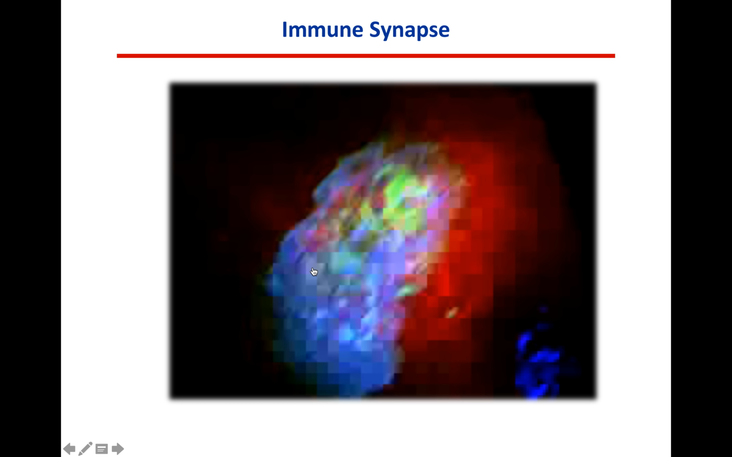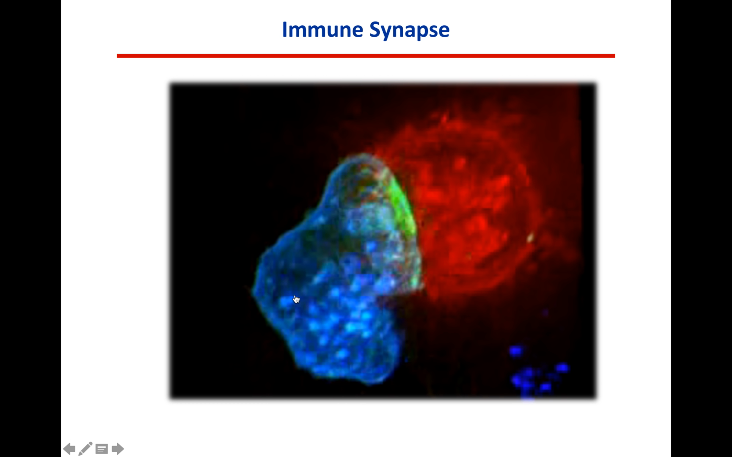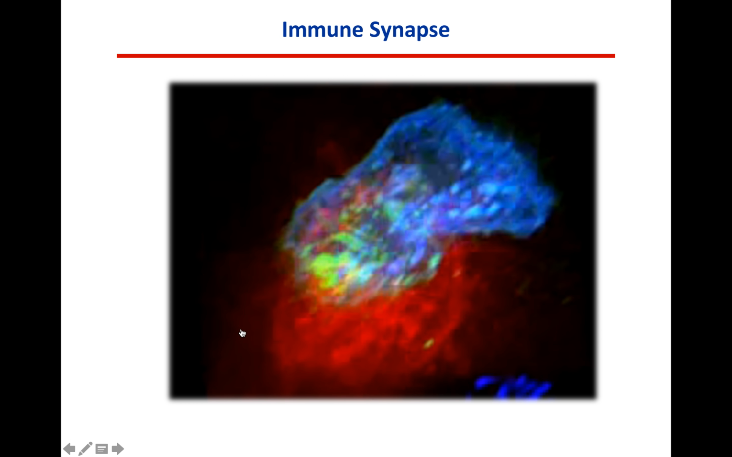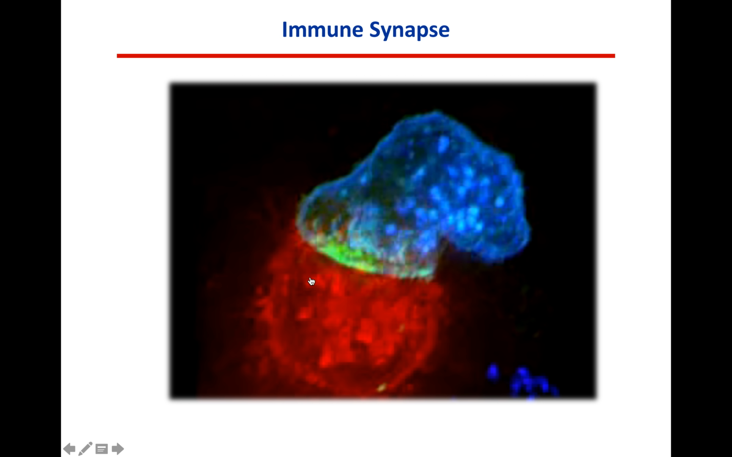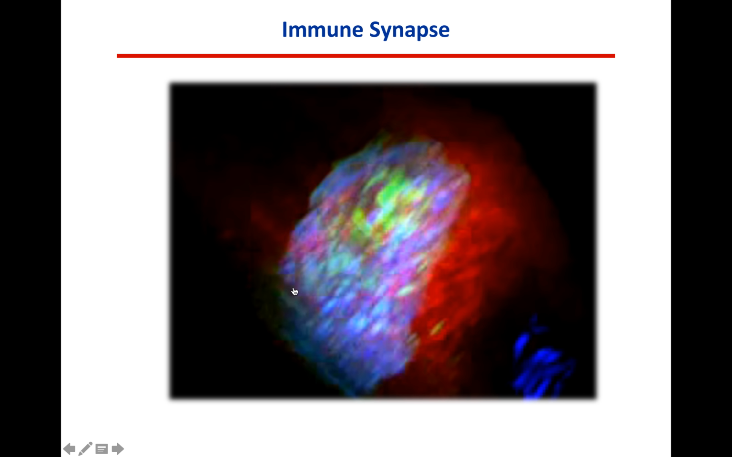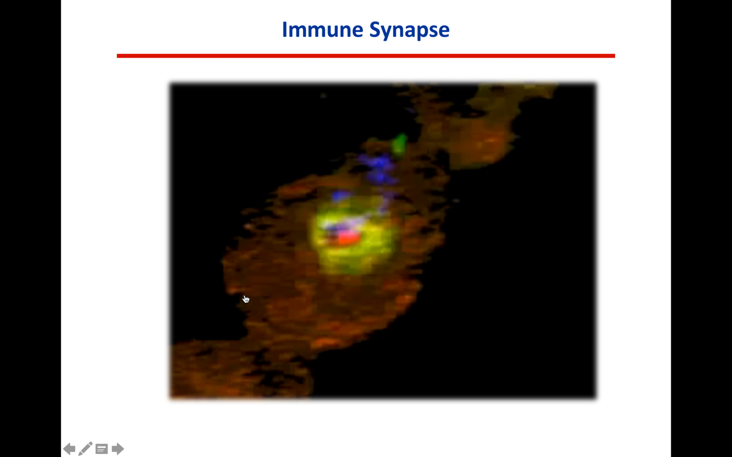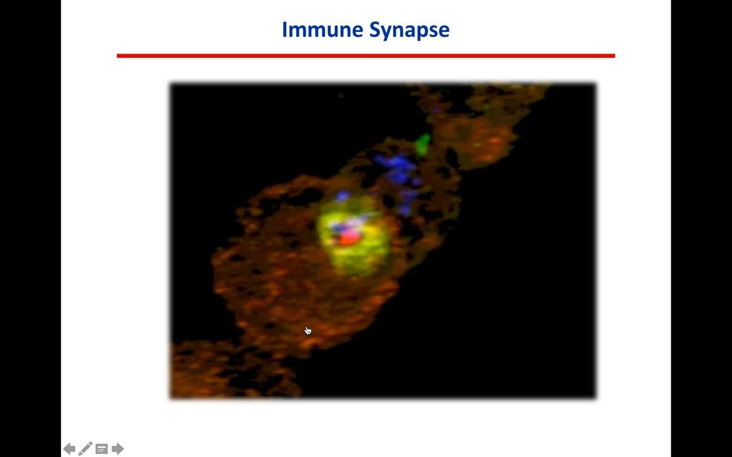You can see right there the synapse, that interface between the T cell and the APC. Let's take another look. There's another one. There it is again. And so that shows you there's a really distinct set of organizations between them.